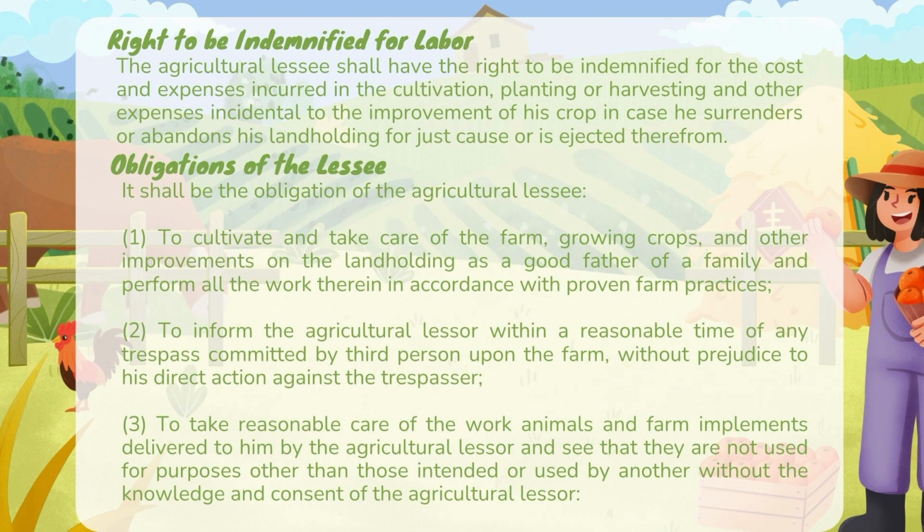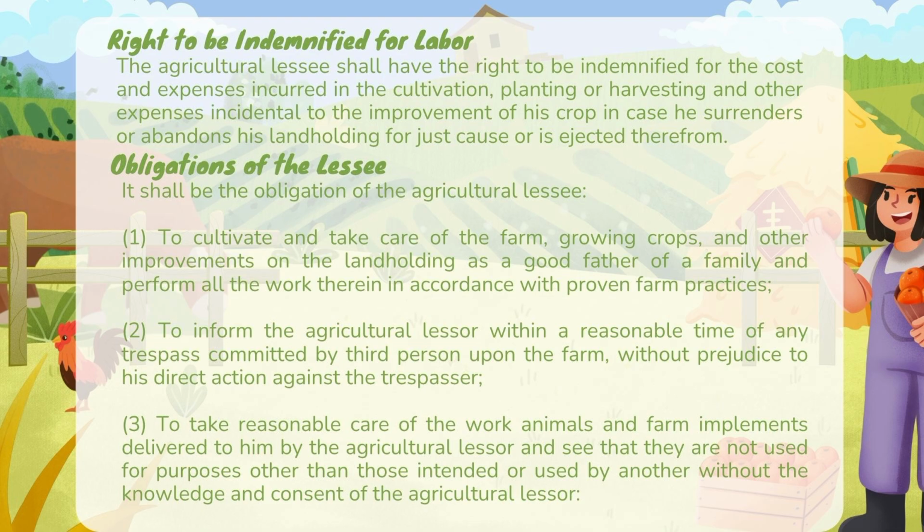The agricultural lessee shall have the right to be indemnified for the cost and expenses incurred in the cultivation, planting or harvesting and other expenses incidental to the improvement of his crop in case he surrenders or abandons his landholding for just cause or is ejected therefrom. It means if the farmer gives up the land for a valid reason, just cause, or is forced off the land, they have the right to be compensated.